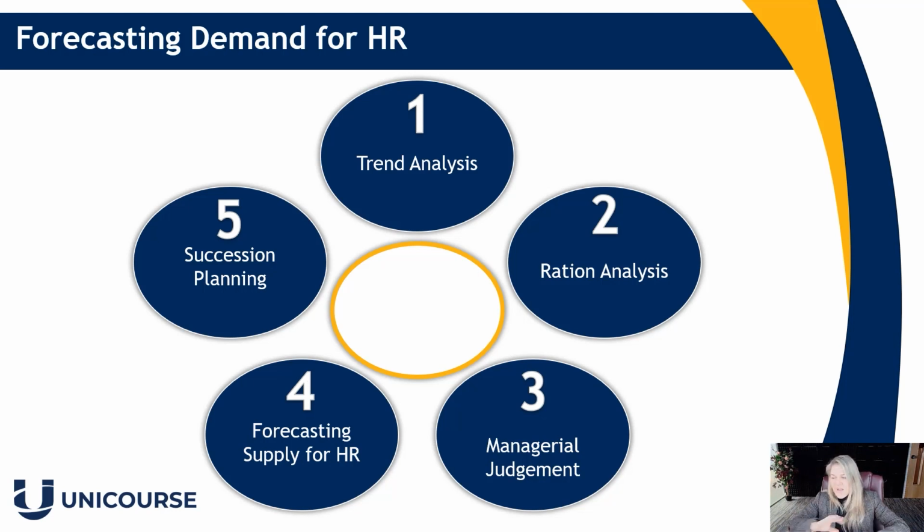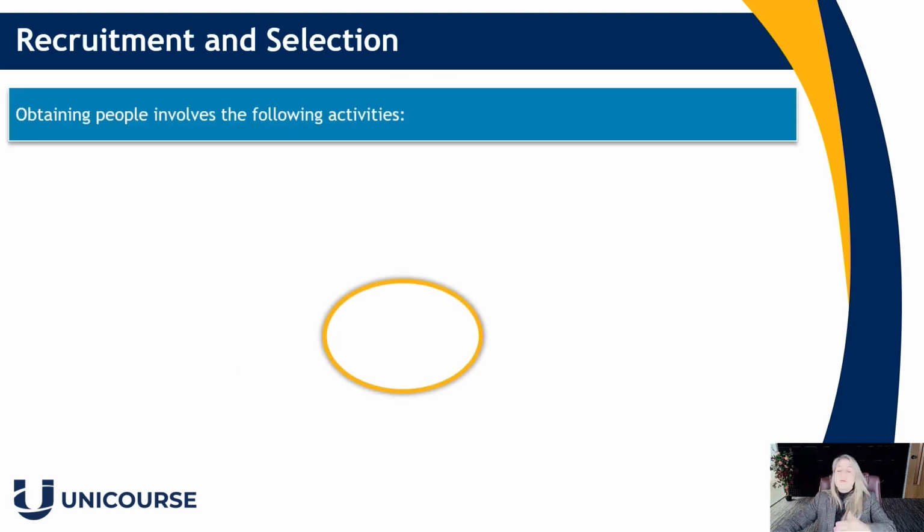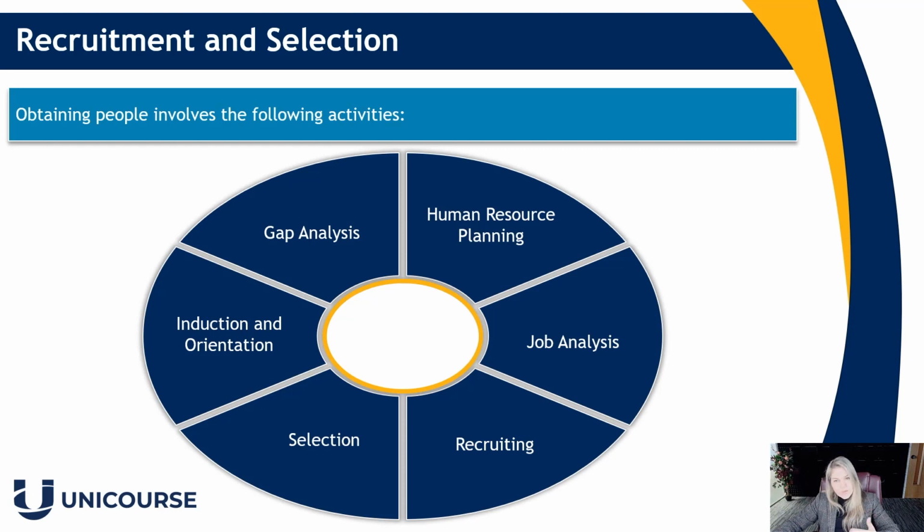So consider all of these ways that you can forecast demand for staff and for human resources and human resource planning as well. So let's have a little look into processes here. Processes for recruitment and selection, because consider the people, consider obtaining people, and what's included in it.